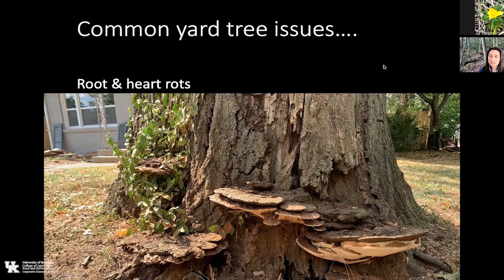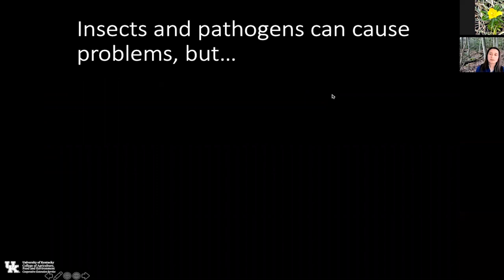So I wanna touch on something that I said earlier, but I think is really relevant in a landscape setting, is that insects and pathogens can cause problems. And emerald ash borer is a great example of one that came through that is causing major issues for ash trees. And there's not a lot that we can do to stop it. But most insects and pathogens cause minor issues.